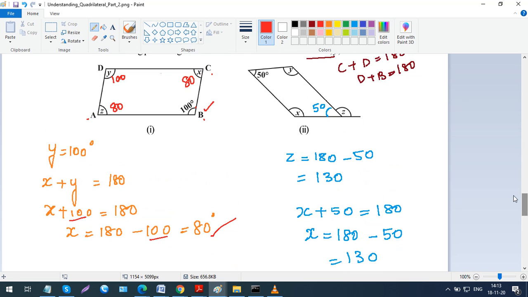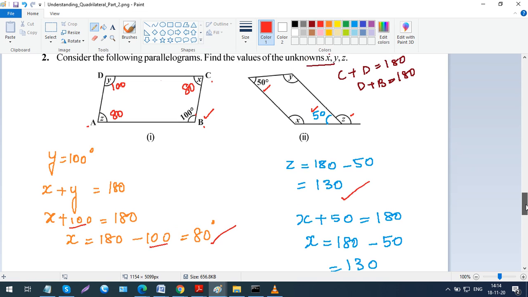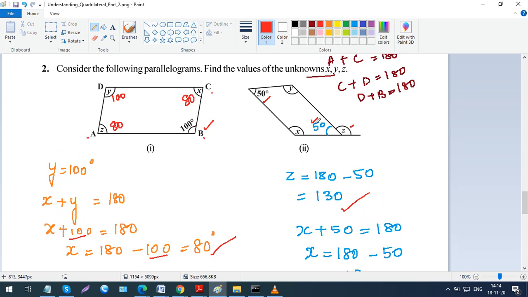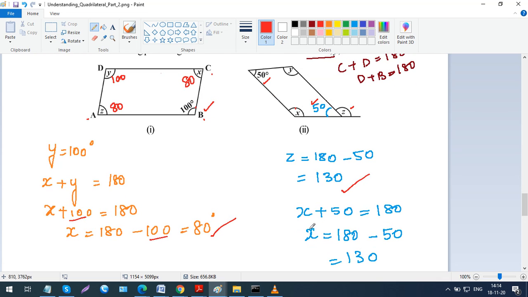Now here they are asking what is x and y. So this is 50, so this is also going to be 50. What about z? Z is going to be 180 minus 50, so that's going to be 130. Now x and y, if you look at x and y, 50 plus x should be equal to 180, right? Because they are adjacent angles. So you find x is equal to 180 minus 50, so that's 130. If this is 130, that's going to be 130 again.